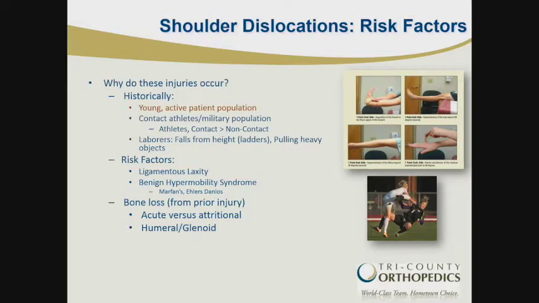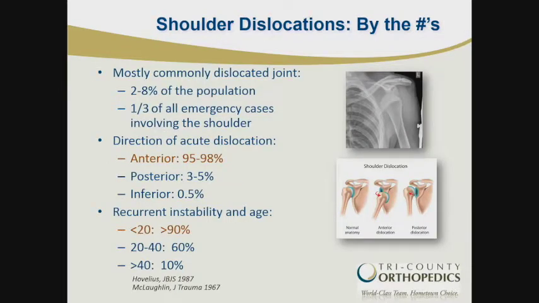In terms of risk factors for dislocation, this historically is a young, active patient population. This typically is a contact athlete, a military population. Otherwise, it can occur in laborers, people with falls from height, pulling heavy objects, that sort of thing. There are some inherent risk factors which lend themselves towards dislocations. One is ligamentous laxity. The other is any benign hypermobility syndrome, Marfan's, Ehlers-Danlos. Those patients, without a doubt, are more likely to dislocate their shoulder. Additionally, once you dislocate your shoulder the first time, you're at further risk for a repeat dislocation, without a doubt.